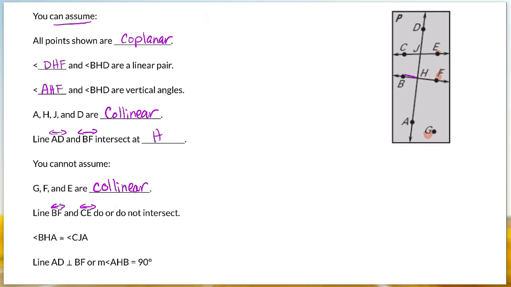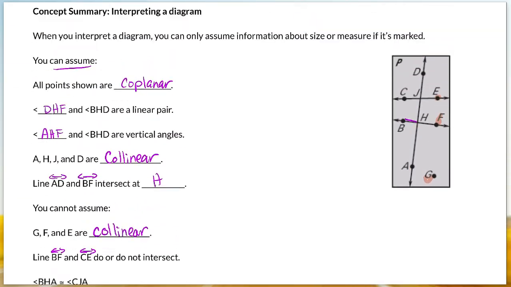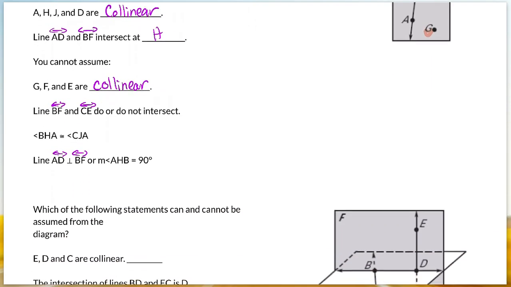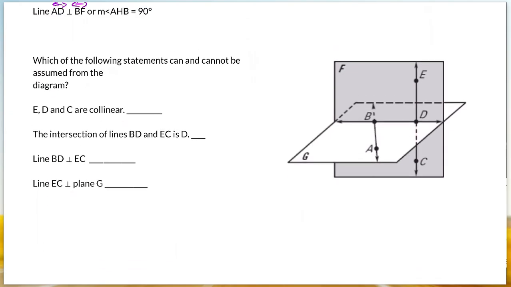Also, we do not know that BHA and CJA, which would be, BHA is down here, so this angle right here, and the other one they said CJA is up here. We don't know if those are congruent to each other. We don't have any markings in the image to allow us to know that. And we also don't know that line AD and BF are perpendicular. And we don't know if we have any right angles because there's no markings to tell us that. So those are things you do not want to assume from a diagram.